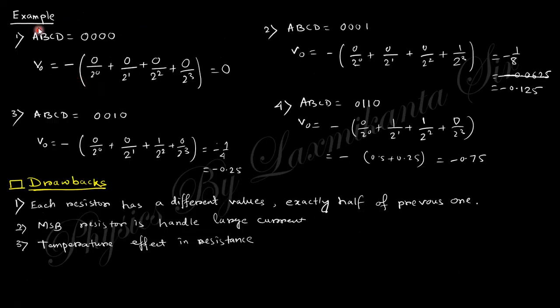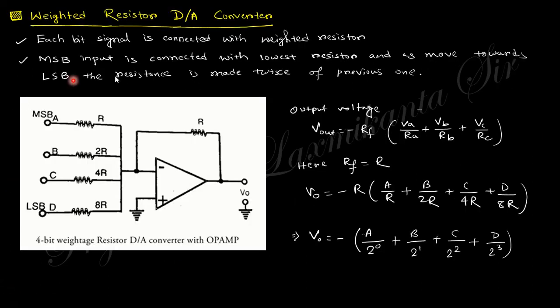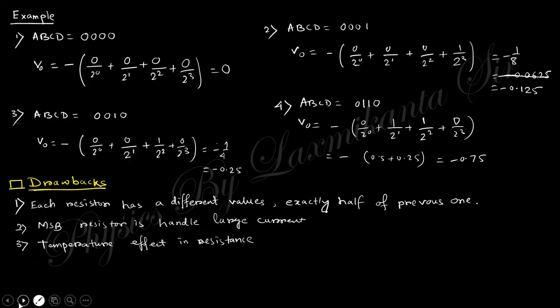And if you put this value of ABCD like that, you will get a different analog value. Okay, so ABCD are the digital values which are converted into the analog value. So this digital format is converted into analog format, and this is the weighted resistor digital to analog converter.